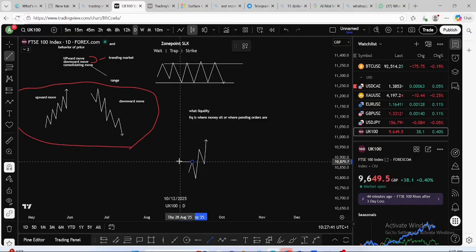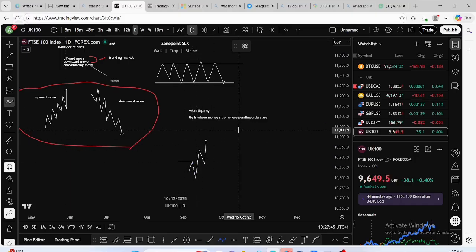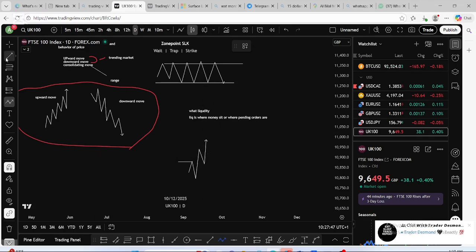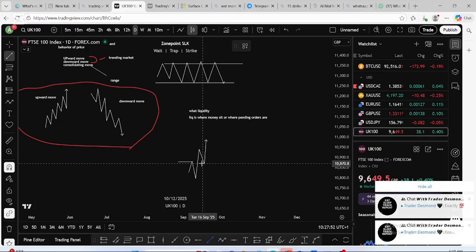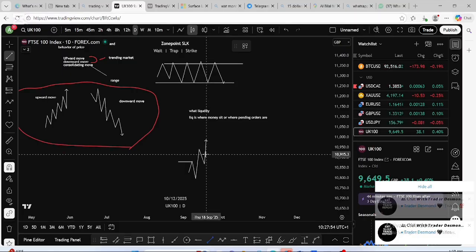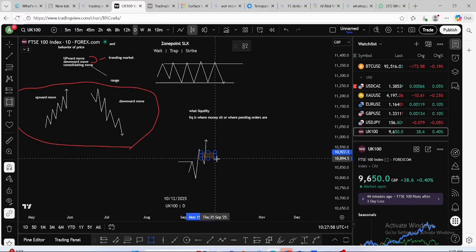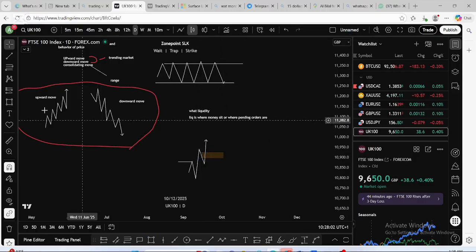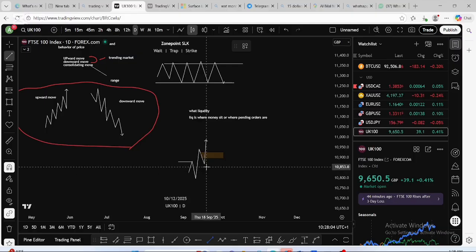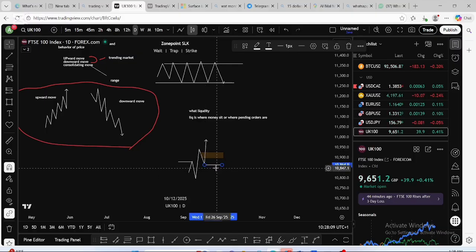This is a break of structure to the upside, right? So where money sits or where pending orders are means that some traders that are not aware of advanced market structure may want to be looking for entry, their point of interest around this zone here, since there's already a break of structure, the market broke structure to the upside. So they want to be putting their stop loss maybe a little bit below here or exactly below here.